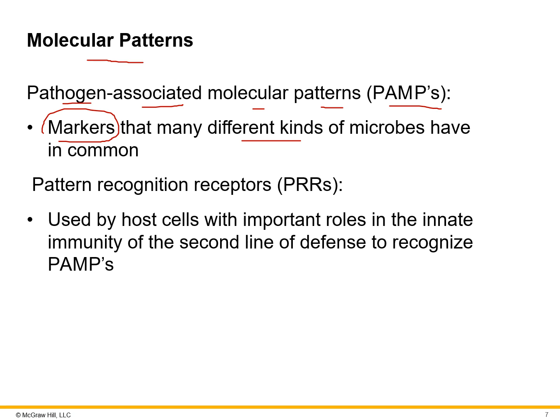Then we also have PRRs, which are pattern recognition receptors. Okay, so the pathogens have these patterns on them. Well, then our cells need to recognize those patterns. So we have receptors on the host cell, and those are going to recognize those, and that's part of our second line defense. So they would recognize those patterns.